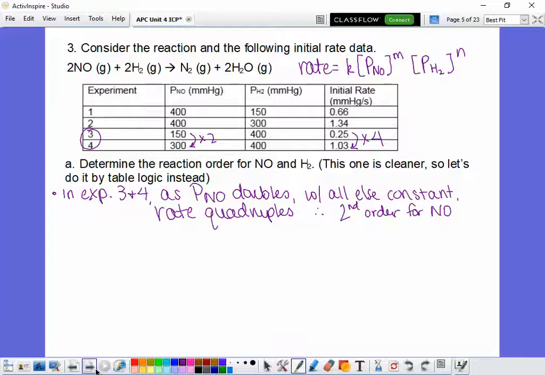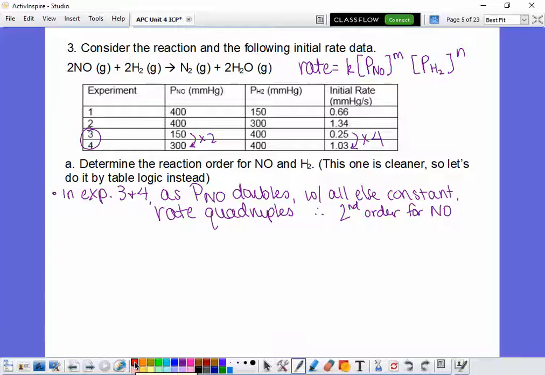Mm-hmm. Why does the pressure matter then if we're just looking at it quadrupling? Because the pressure is another way, it's one way we can describe the amount of a gas. So you're doubling the amount of NO, and it's being measured through its pressure. If it was 9, would it still be 2, or would it be 3? Well, if we tripled and it multiplied by 9, 3 raised to what power is 9? 2. Yeah, it would still be 2.